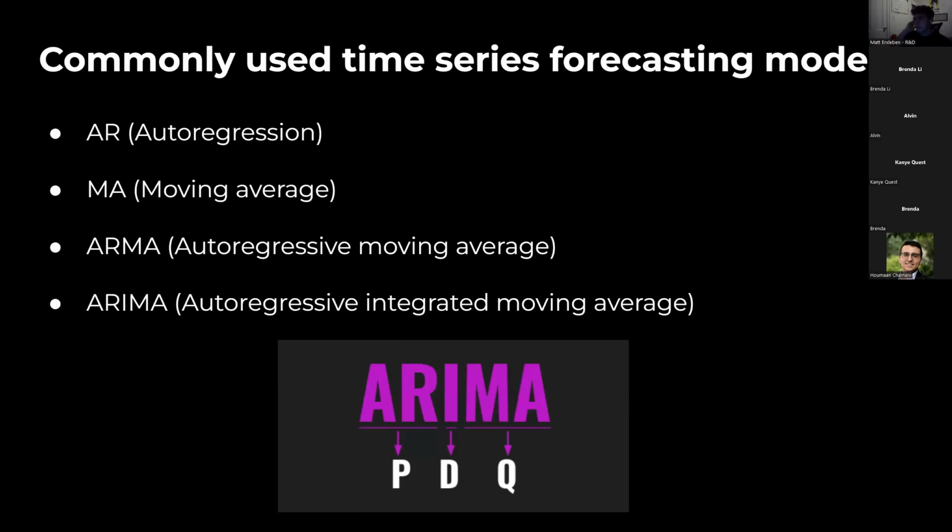Okay, so some commonly used time series forecasting models. There's a couple of commonly used time series forecasting models, and we'll be discussing some of them. A lot of them build up into what's called an ARIMA model. The first one is called an AR model, so an autoregression. The next one is called a moving average, an MA model. The one after that would be an ARMA model, which is an autoregressive moving average. And then the one after that would be an ARIMA model, which is an autoregressive integrated moving average.